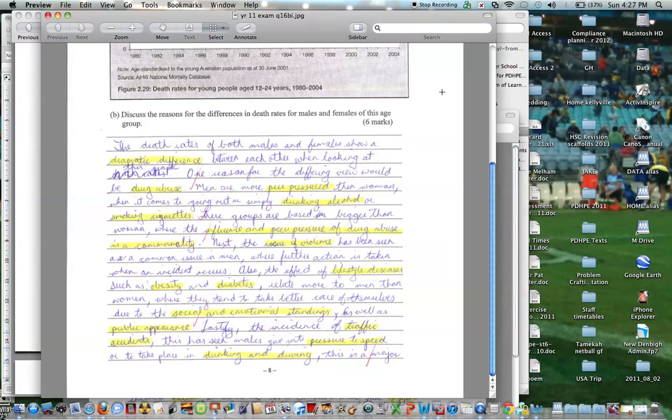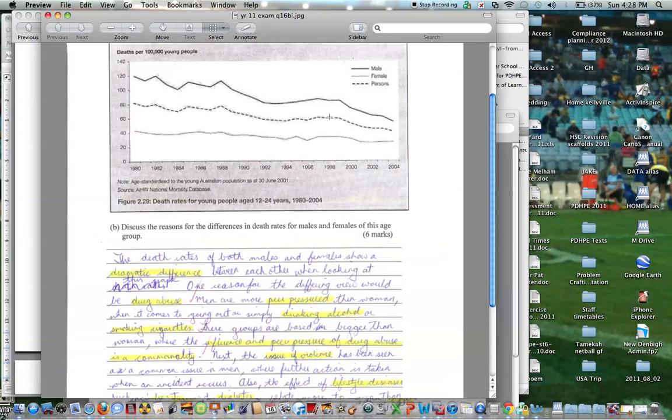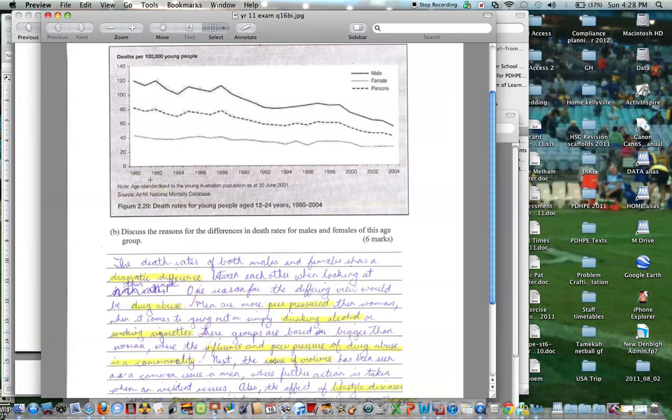What I've liked about this answer is that all the way through he's shown the difference between males and females, which is exactly what the question asked you to do. What I found with this answer, students will give me a comparison from 1980 to 2004. The question doesn't ask for that. Doesn't want to know why there's been a drop in total from 1980 to 2004. It wants to know what's the difference between death rates for males and females.